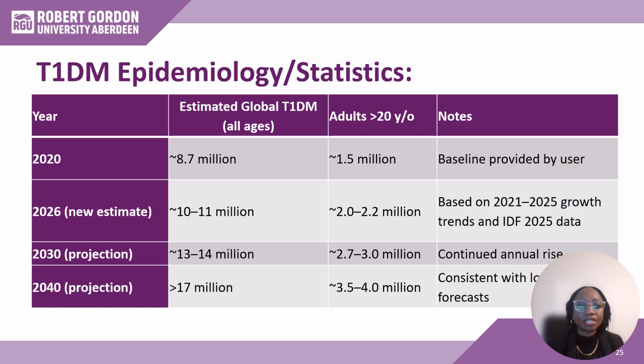So when it comes to the statistics of type 1 diabetes, remember I said it's around 10% of the population with it. So these are just the figures and then the projections that they've done. Globally in 2020, there was just under 9 million. By 2026, the new estimate is around 11 million. By 2030 it will be around 14 million, and the projection by 2040 is 17 million. So it's predicted that this trend will be increasing.